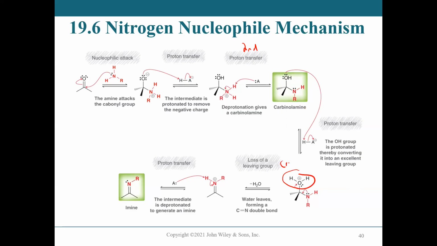So you want to create a good leaving group. So we create our good leaving group. We know water is a good leaving group. So now we're going to have the loss of our leaving group. And then we're going to form an imine.